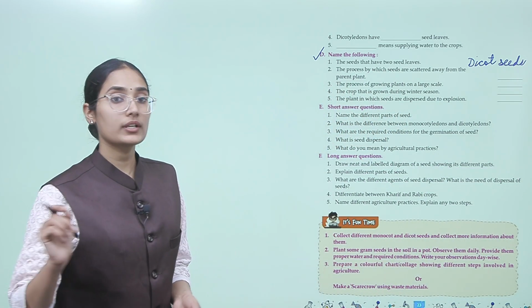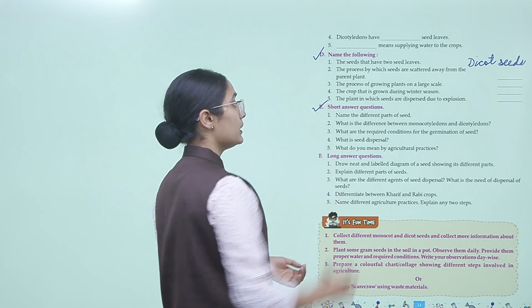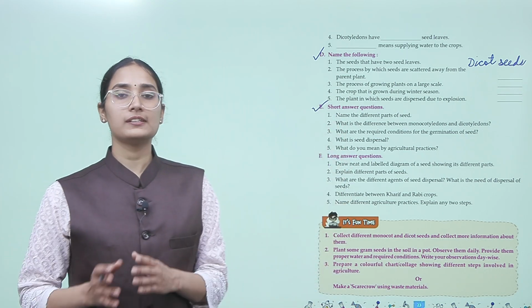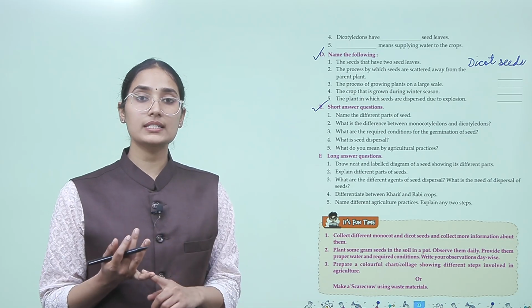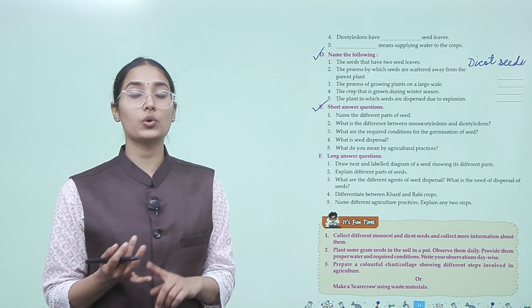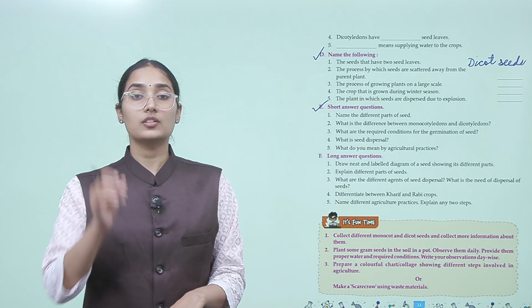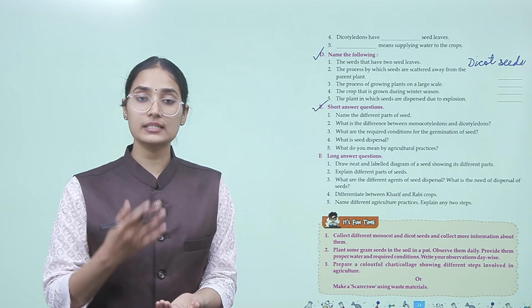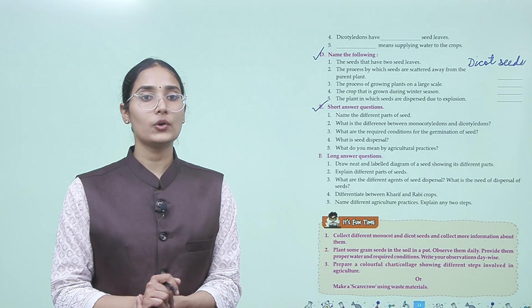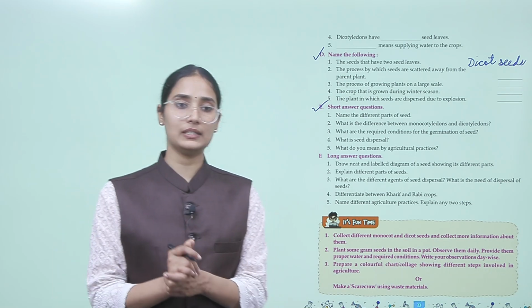Next question is short answer questions. Name the different parts of seed. So first is the seed coat, next is the hilum, right? What next? The small opening that helps the water to get inside, the micropyle, alright? So these are different parts of the seed.